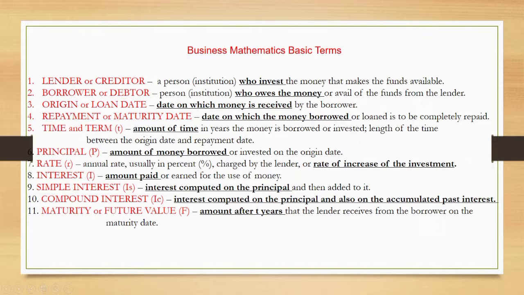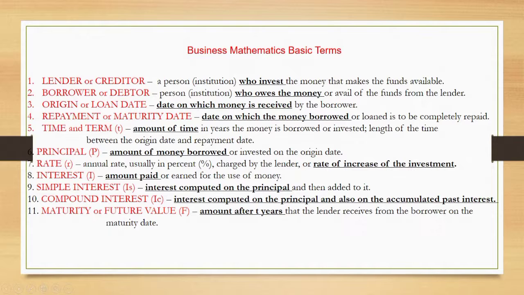And number five, the time or term, which has a symbol of small letter t. It is the amount of time in years that money is borrowed or invested. It is the length of time between the origin date and repayment date. And number six, the principal or P. It is the amount of money borrowed or invested on the origin date. Ito po yung pera na hiniram kung kailan mo kinuha yung pera.